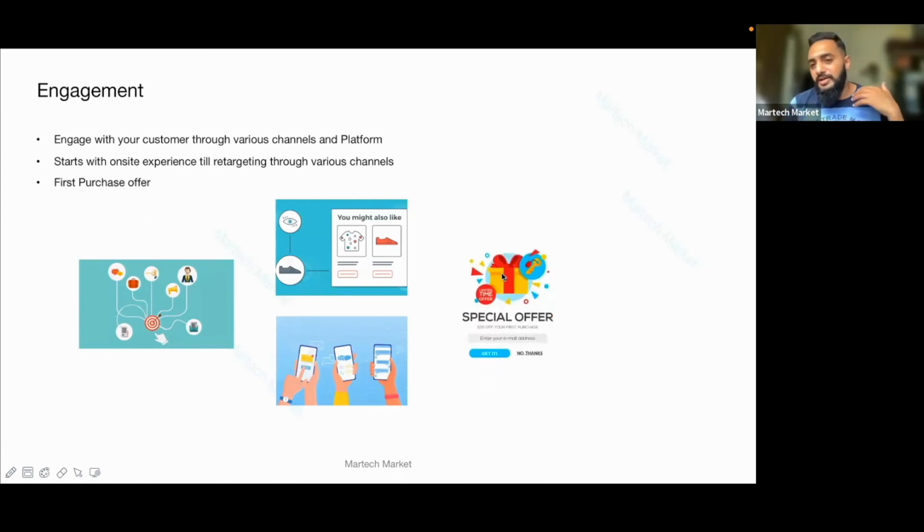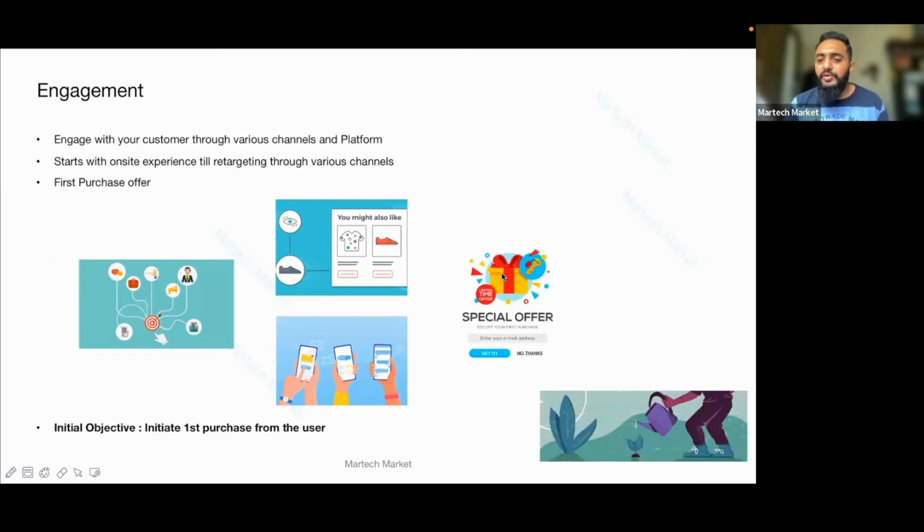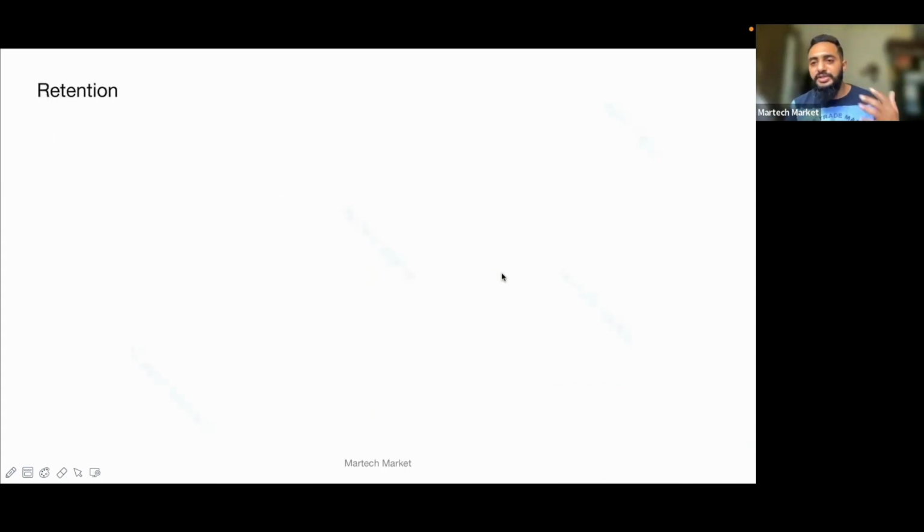Or you go to an extent of even giving a first time purchase offer to these users. The initial objective of engagement is to nurture these new customers who have shown potential interest in your product to do the first transaction.